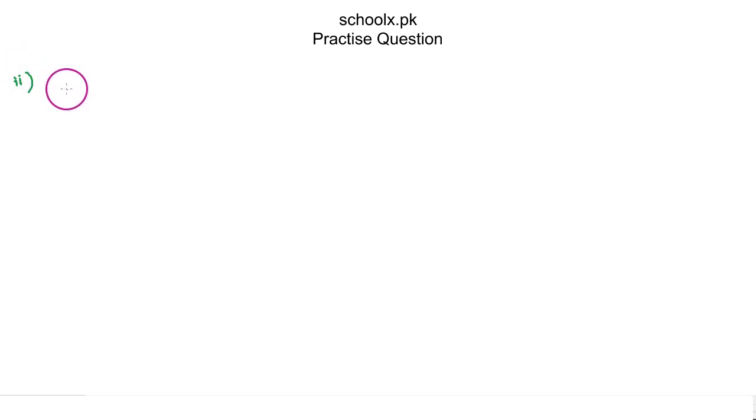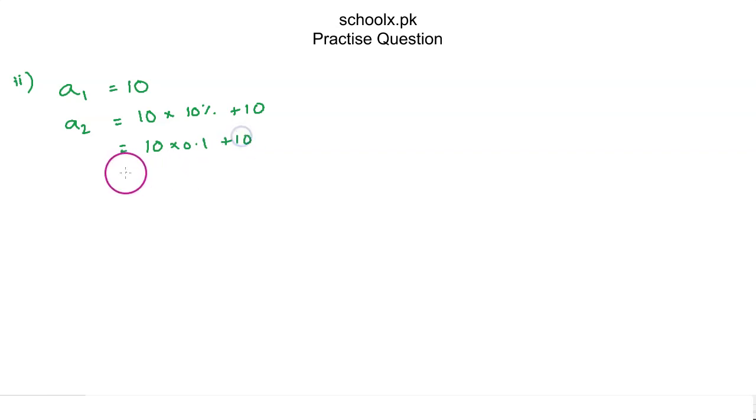Amount of water loss on the first day is 10. Now the amount of water loss on the second day is 10% more than this, right? So it will be 10 times 0.1 or 10% plus 10, which is equivalent to 10 into 0.1 plus 10. Now if I take 10 as common, we'll get 0.1 plus 1. So 10 times 1.1, right?